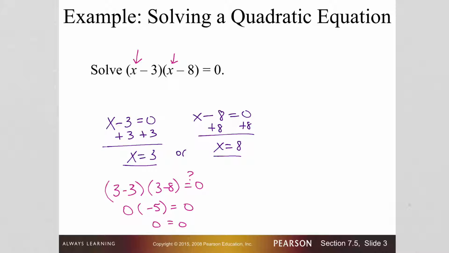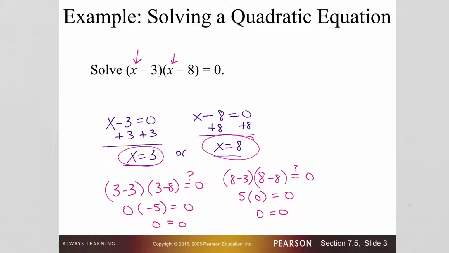Okay, so now let's check out 8. So I'm going to try out 8. So I've got 8 minus 8 in that second parentheses. I've got 8 minus 3 in the first set of parentheses. 8 minus 3 is 5. 8 minus 8 is 0. 5 times 0 is 0. Look at that. So I know that these things work. They are what x is.